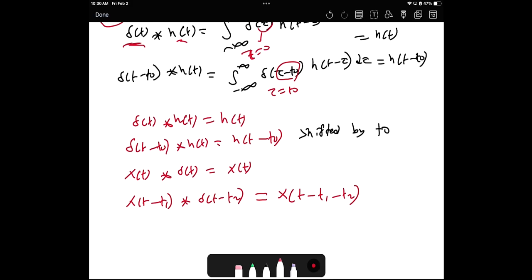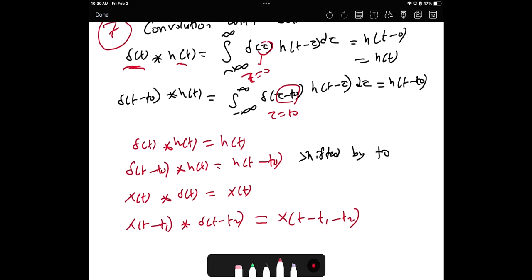Then we go to property number 8, which is the convolution with u of t. Then number 9, convolution with r of t. So we are trying to see the convolution with these three inputs, which are our most famous inputs.